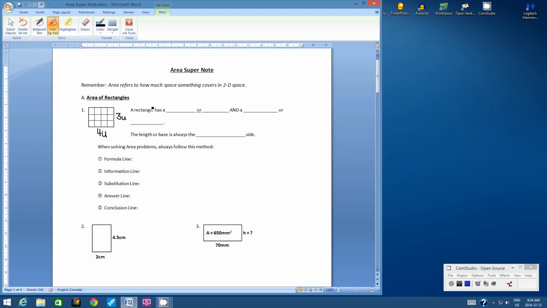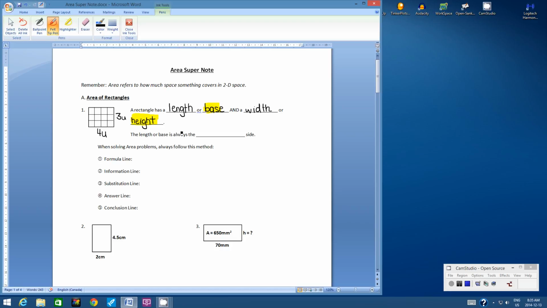All right, let's start with the note. A rectangle has a length or base and a width or height. Now, up until this point, we may have always referred to the length and the width when we're talking about rectangles. However, in grade 7, we start to look at these measurements as the base and as the height. So we're going to be using these terms more often.